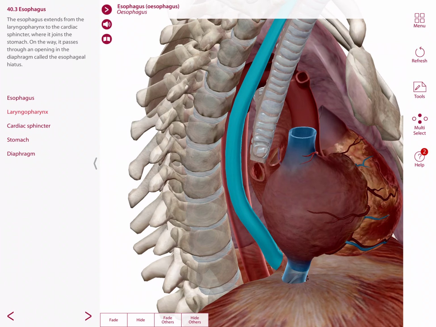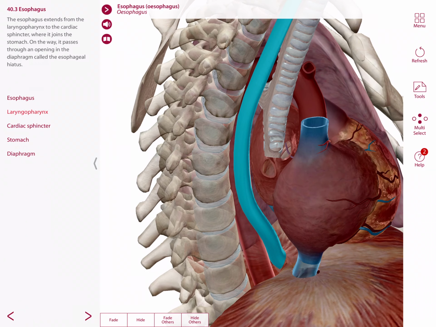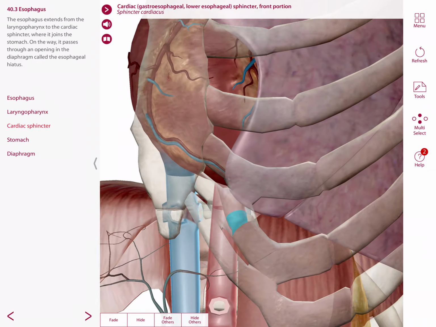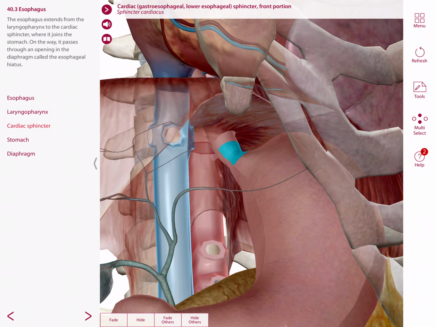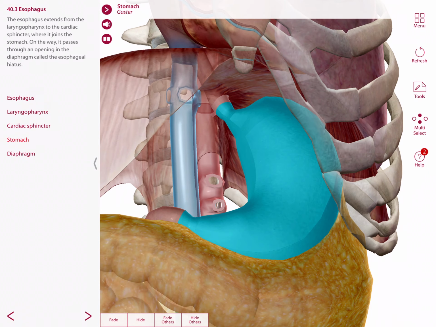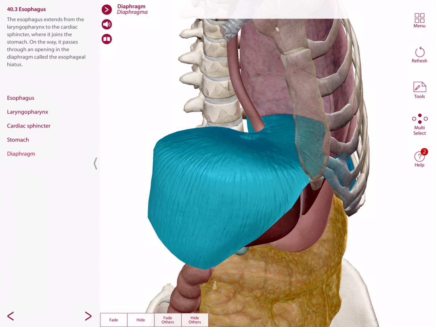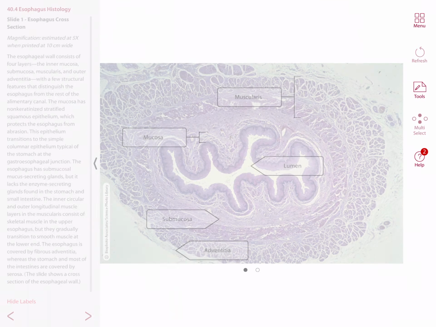So you can see it going through the diaphragm right there, through the esophageal hiatus. We get down here, there's the cardiac sphincter, sometimes called the lower esophageal sphincter or gastroesophageal sphincter, which they happen to label up top, which is beautiful. Then we've got the stomach, and again that diaphragm with that esophagus piercing through there.